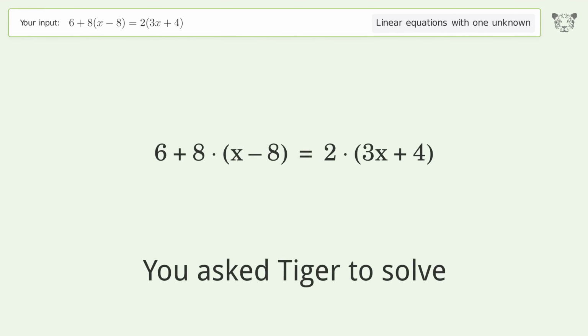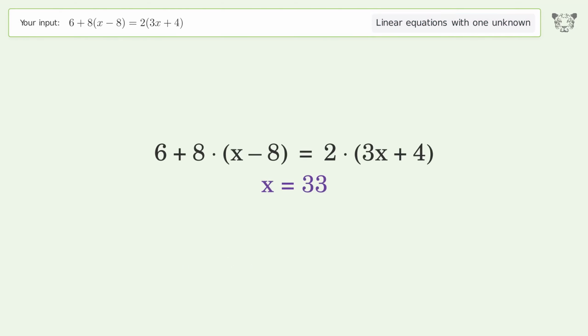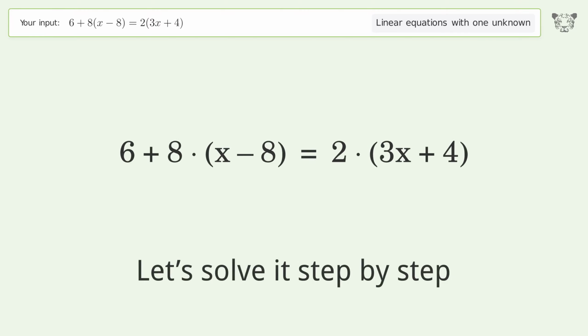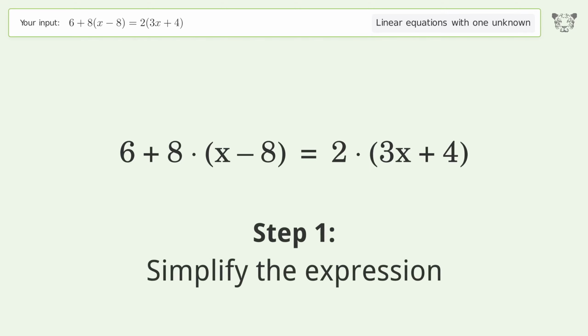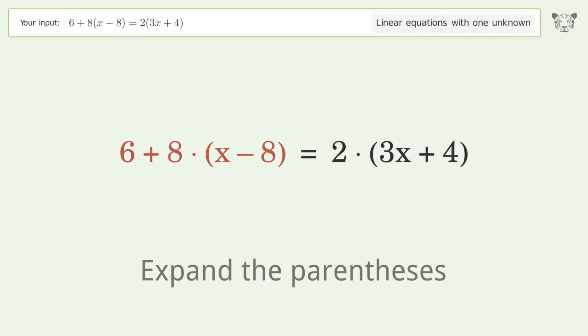You ask Tiger to solve this. This deals with linear equations with one unknown. The final result is x equals 33. Let's solve it step by step. Simplify the expression. Expand the parentheses.